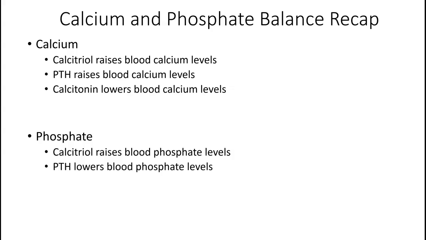When we look at phosphate levels, calcitriol will raise blood phosphate levels. And the way that calcitriol works is that it has a direct line to the small intestine to help absorb calcium and phosphate. PTH will lower blood phosphate, and remember, it has that direct line to the kidneys to make that happen.